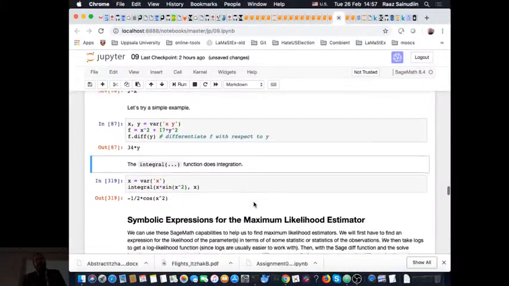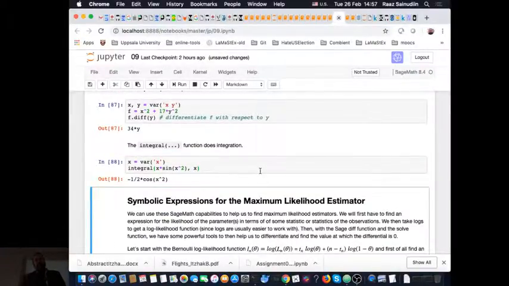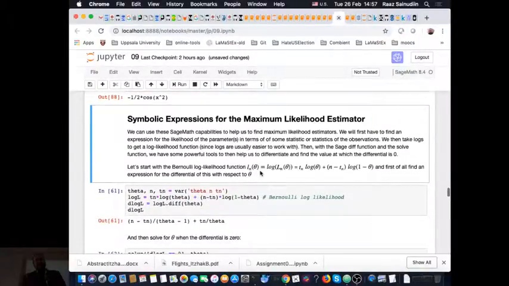The integral function is very useful, of course. It gives you the symbolic integral, right? The antiderivative, whatever you call it. So x times sine x squared is an example, and here's the integral for it.